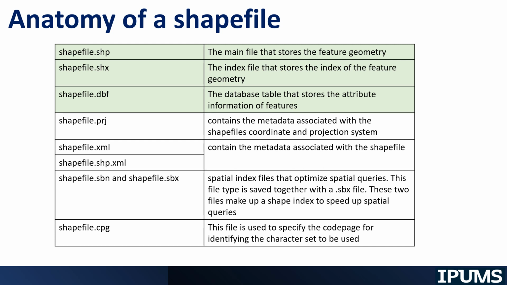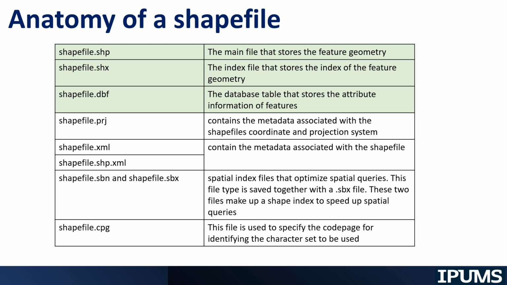The CPG file is used to specify the code page for the character set that is used in your shapefile. If you don't have that file, then your default software will have a different character set as opposed to what you had in the original file.